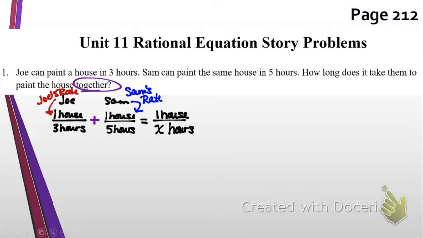All right, so now I'm going to rewrite this, but without the words in there. I put the words in there so that I knew I set it up right, and I had the correct fractions that made sense as a rate. So I've got 1 over 3 plus 1 over 5 equals 1 over x.